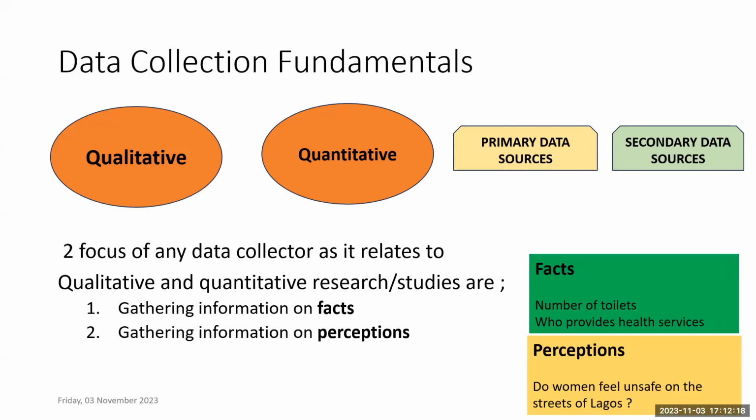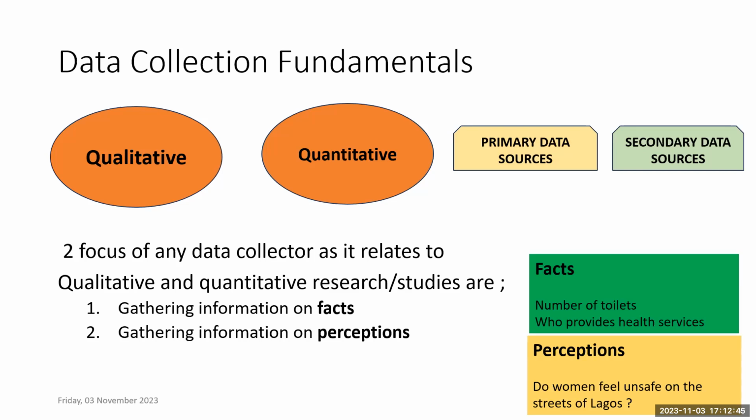However, when you want to gather qualitative data, it means you're gathering information based on perceptions. For example, do women feel safe on the streets of Lagos? That is a qualitative investigation. You are trying to know how people feel. You are trying to get descriptions and characteristics, which are also subject to the understanding and the words of the respondent.